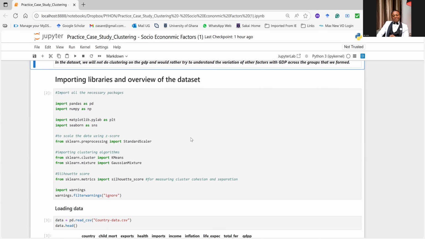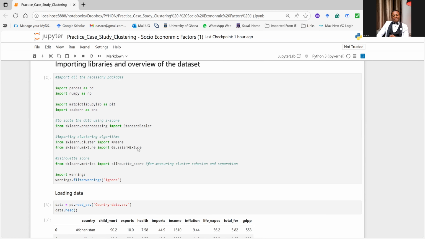So the first thing to do is to import the various libraries. I would encourage you to be running them as we do to ensure that we are on the same page. If you look at your data, we are going to import quite a number of libraries, such as Pandas, NumPy, Matplotlib, Seaborn. You know them already. But one particular one I wanted you to take note of is the standard scaler.